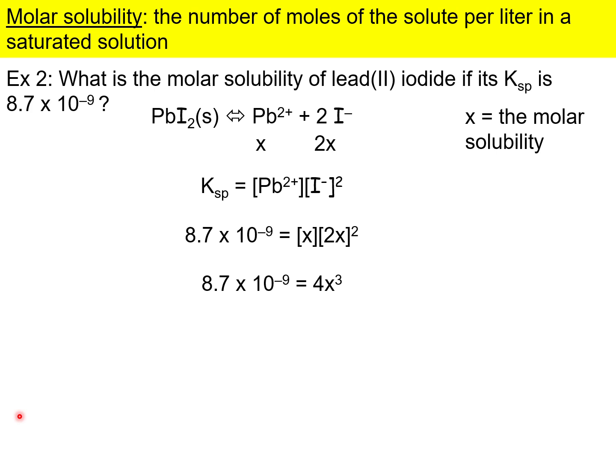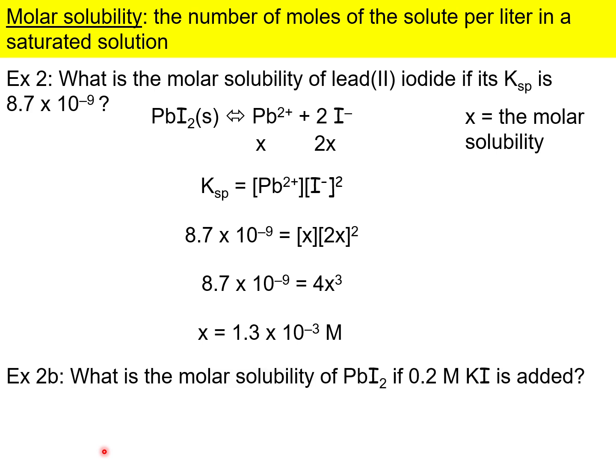So we end up with 8.7 times 10 to the minus 9 is equal to 4x cubed. Divide both sides by 4 and then take the cube root. And you get that the molar solubility of lead-2 iodide is 1.3 times 10 to the minus 3 molar.